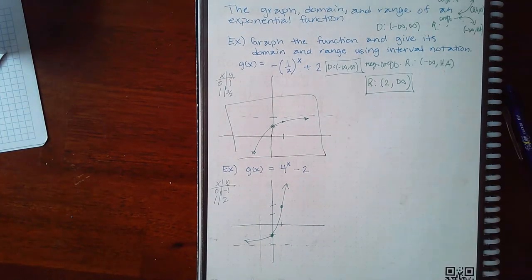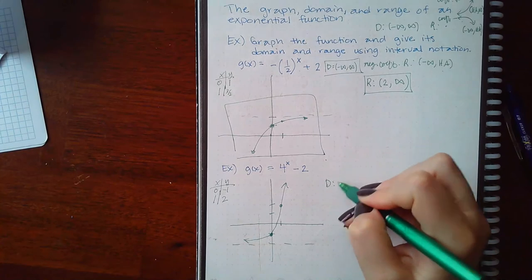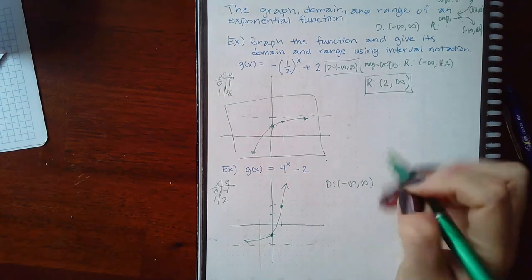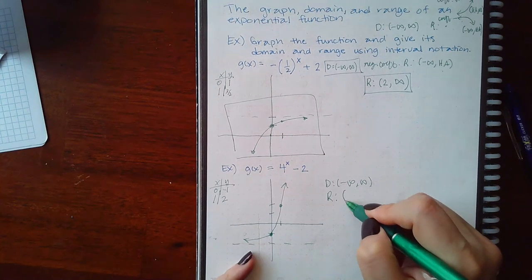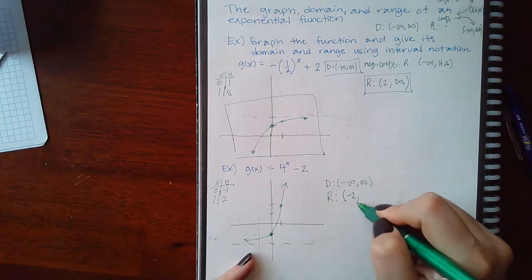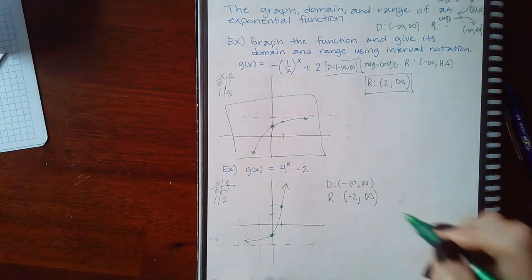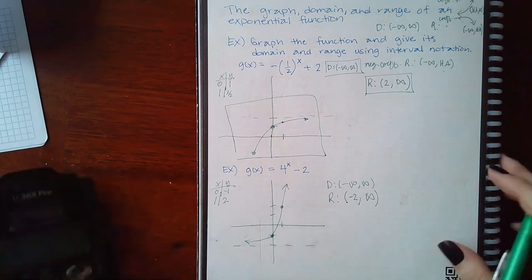And so then what is the domain? The domain is always negative infinity to infinity for exponentials. The range is going to be from the horizontal asymptote, which is at negative 2, up to positive infinity because it's going upward.